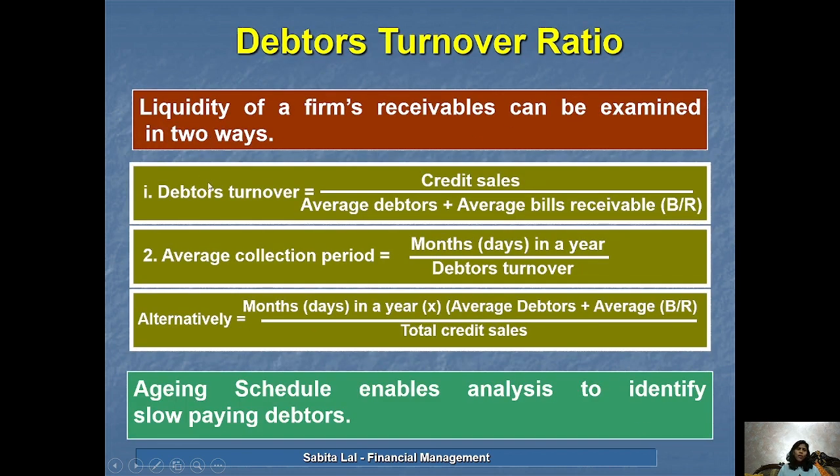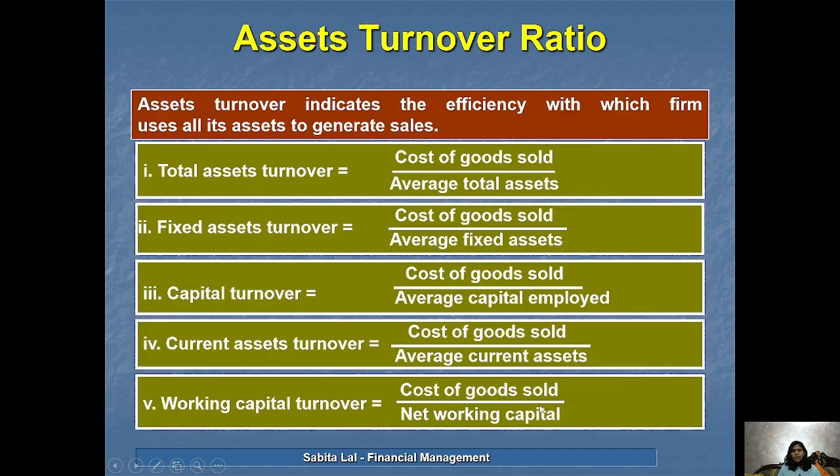Debtors turnover ratio, we already know, is how the liquidity of the firm's receivables can be examined in two ways. Debtors turnover ratio is credit sales by average debtors plus bills receivable. And the same thing, average collection period, is the days in the month divided by average debtors. We had already done this earlier. So the aging schedule enables analysis to identify slow paying debtors.